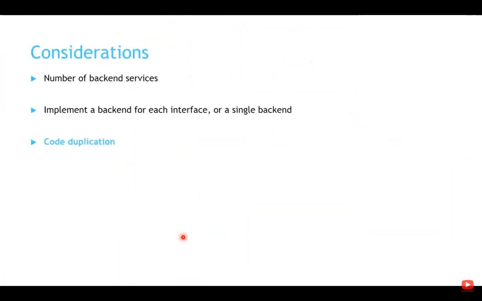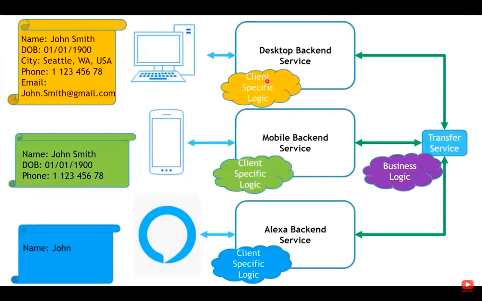Then you need to be aware of code duplication. While creating a separate backend service for each front end, some amount of code duplication is going to happen. However, you should aim to keep this as minimal as possible. Also, regarding client-specific logic and business logic, as we have seen before, we should aim to have only client-specific logic stay in the backend service. Other business logic should be moved to other common services to be consumed in your solution.